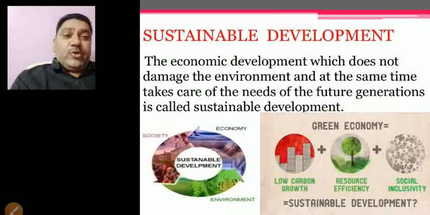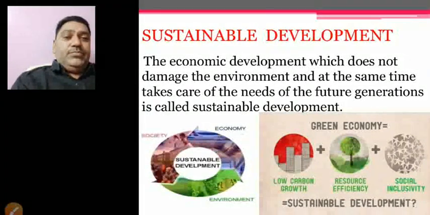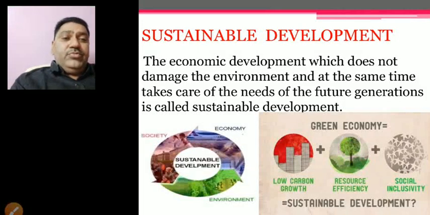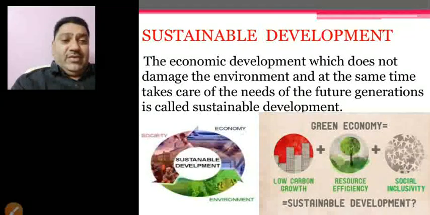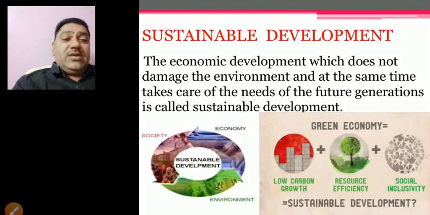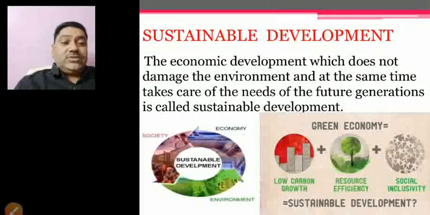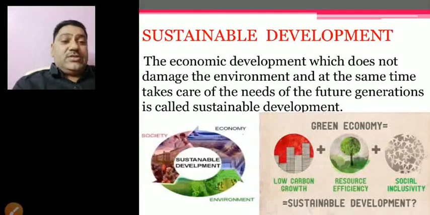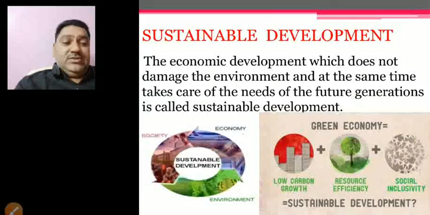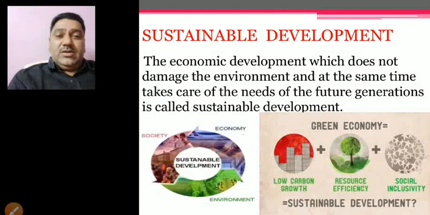Now, can we make proper use of resource? Of course, yes. To make proper use of resource, we have a new concept called sustainable development. So, sustainable development means economic development definitely should take place, but it should not cause any damage to the environment. At the same time, we must take care of the needs of the future generation. So, sustainable development should definitely take place, but here we should keep 2 points in mind. One, no damage to environment, and we should not compromise with the needs of future generation. So, this is the new concept of sustainable development.